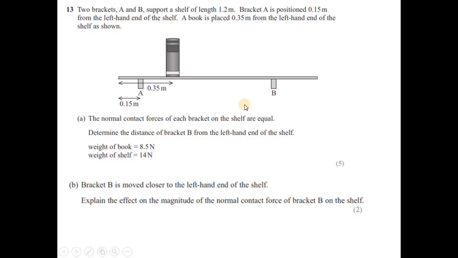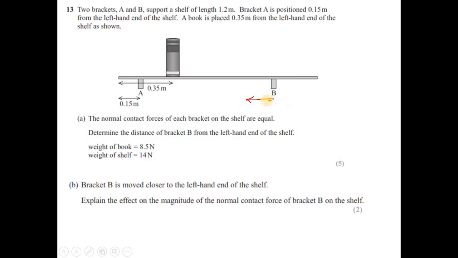Part B, bracket B is moved closer to the left hand end of the shelf. Explain the effect on the magnitude of the normal contact force of the bracket B, meaning bracket B is shifting to the left hand side.